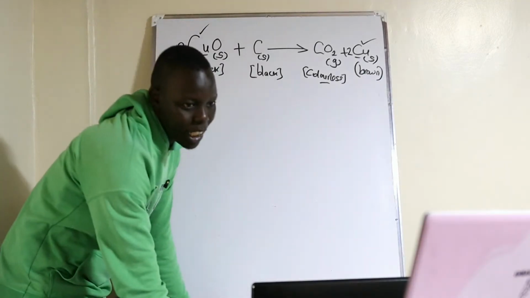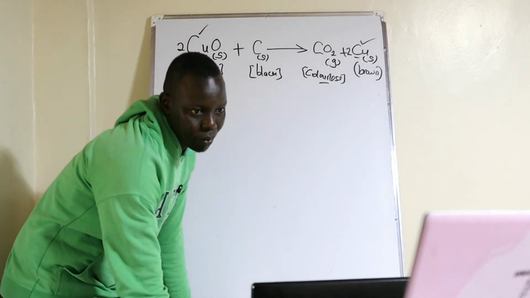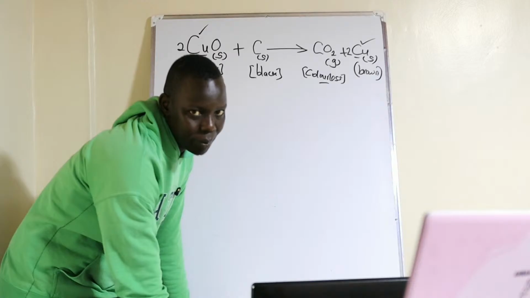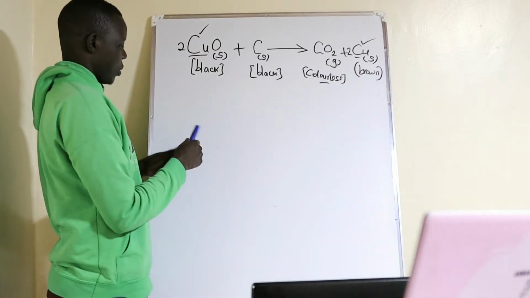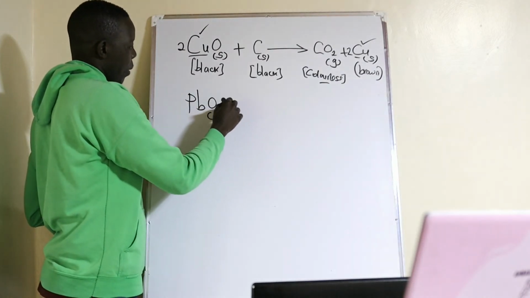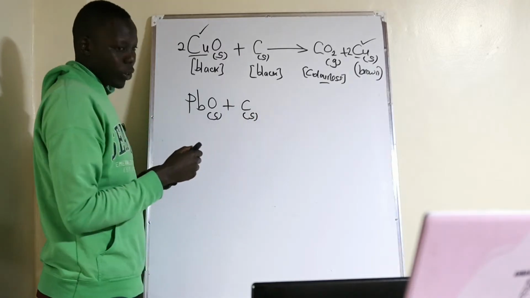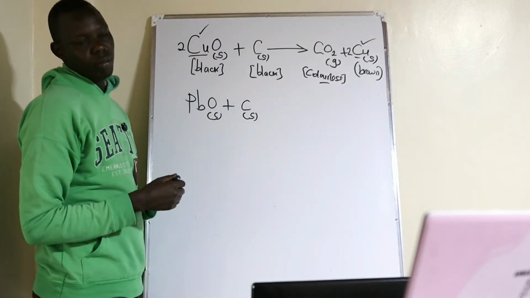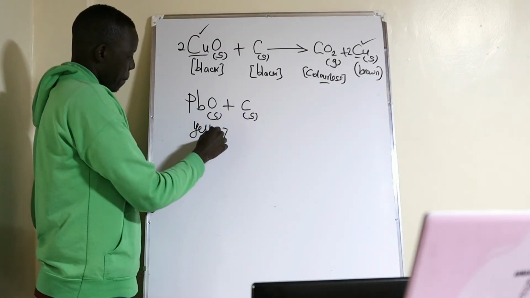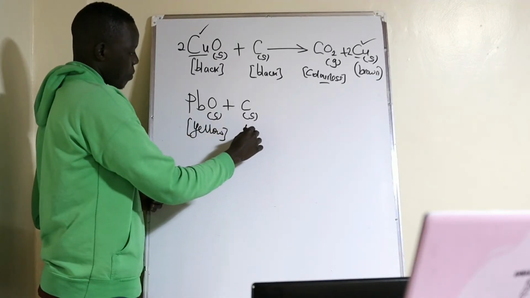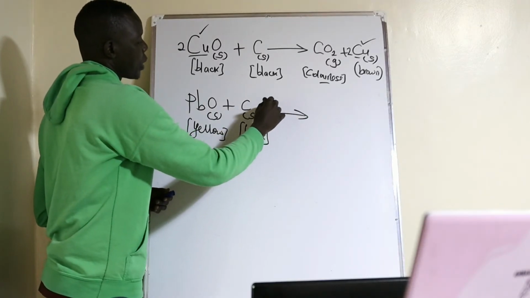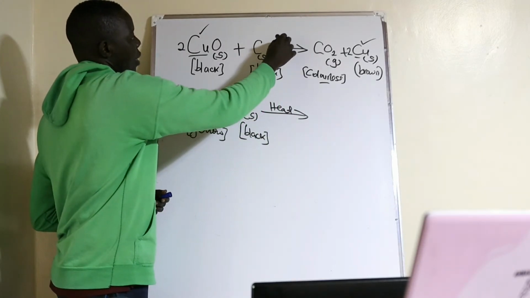Now, I want to give you another one. Lead oxide plus carbon. Lead oxide solid plus carbon, which is a solid. And the question is, of course, we know carbon is black. This one is yellow. This is black. The condition here is there should be heat. The same as here. Heat must be accompanied.